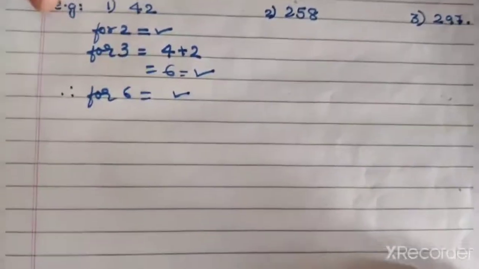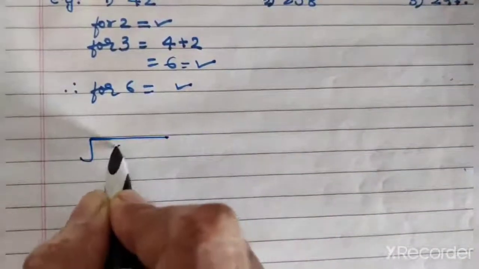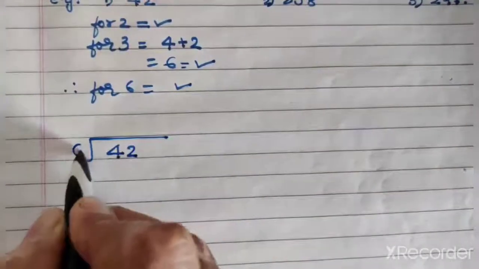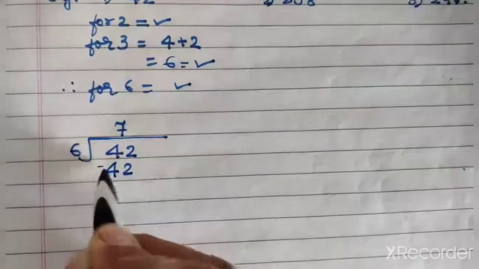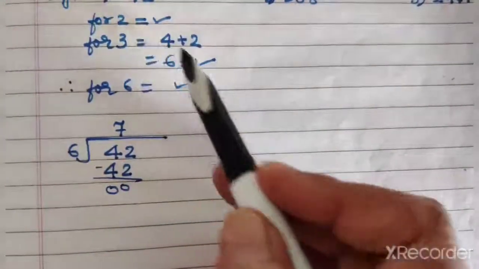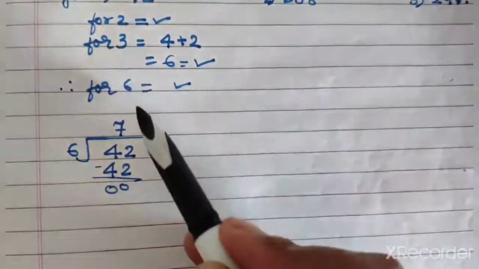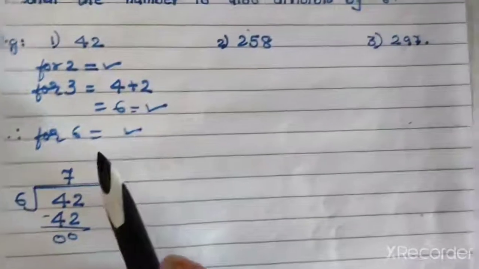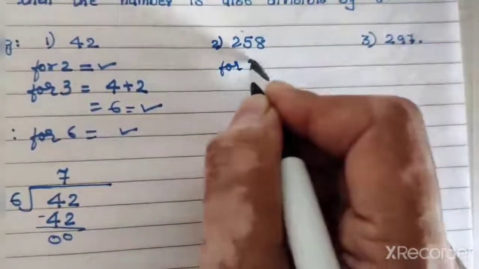Okay, now let us do the actual division and understand. It is 42 for the table of 6. 6 7s are 42 and it's 0. See, if the given number is divisible by 2 and 3, then it is also divisible by 6, because 2 3s are 6. Understood?